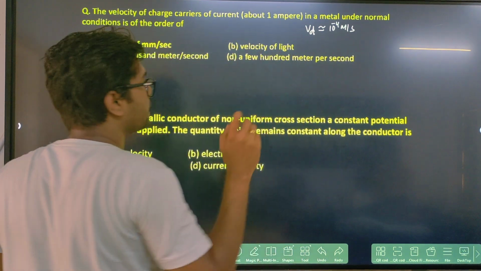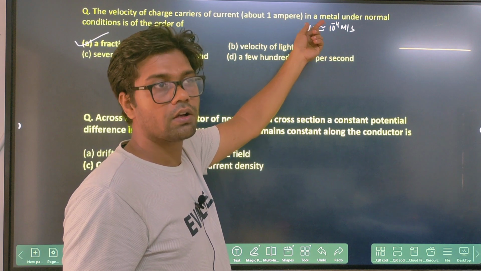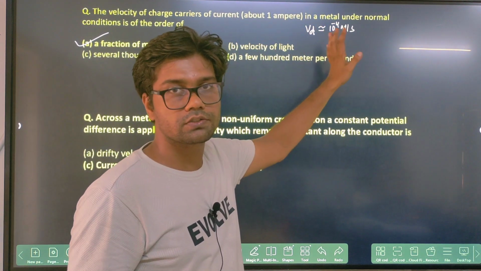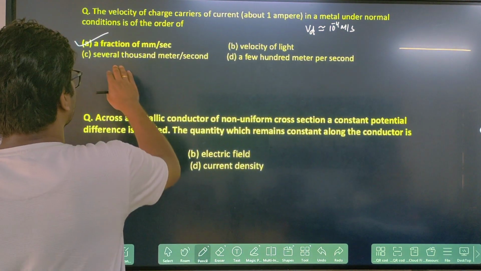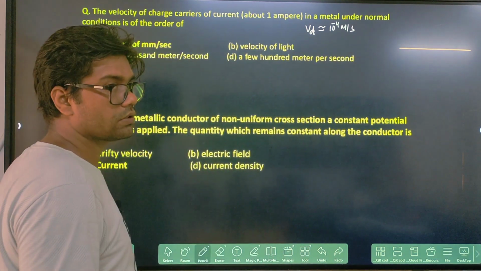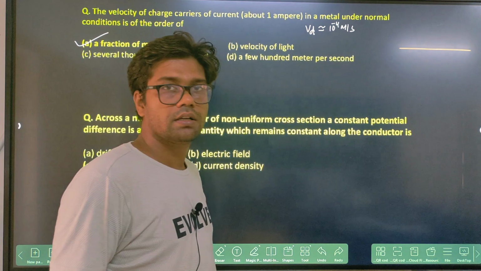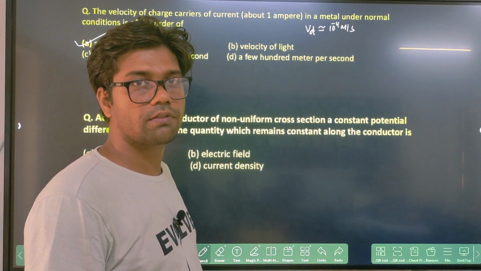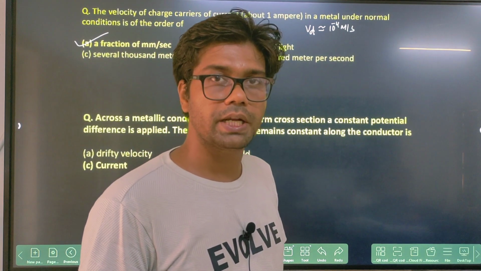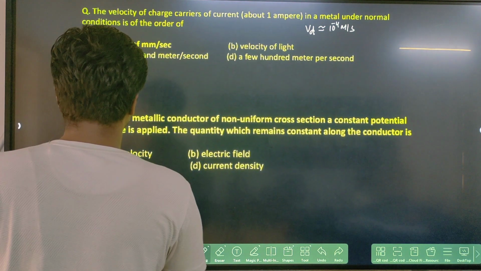The velocity of light it is not, because the velocity of the electron is the drift velocity, which is 10 to the power minus 4 meter per second. Several thousand meters per second is also not true. A few hundred meters per second is also no; that is for the thermal velocity, because the thermal velocity of the electron is around 10 to the power 5 meter per second. Clear?